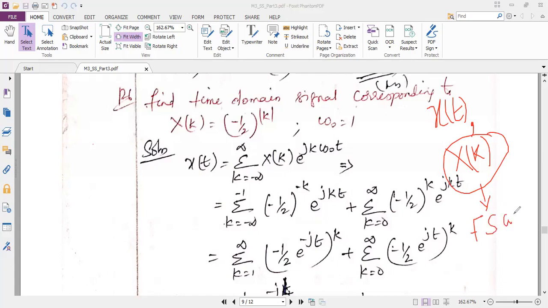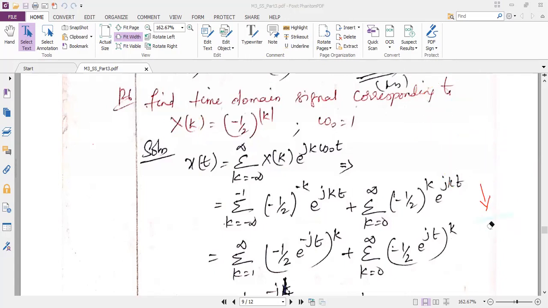But in this problem, are they asking for Fourier series coefficients? No. They have given the Fourier series coefficient in the question. They are asking for the input signal x of t. So the frequency domain information is given, and they are asking for the time domain signal. This is just the reverse operation of what we have done so far in the previous three problems.